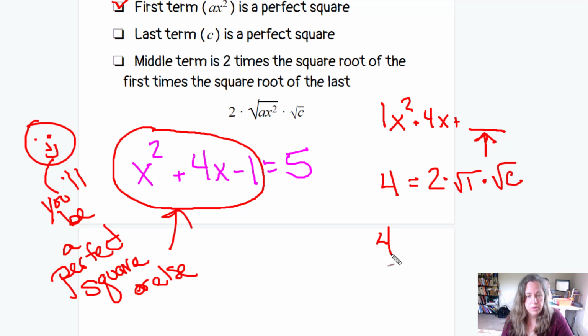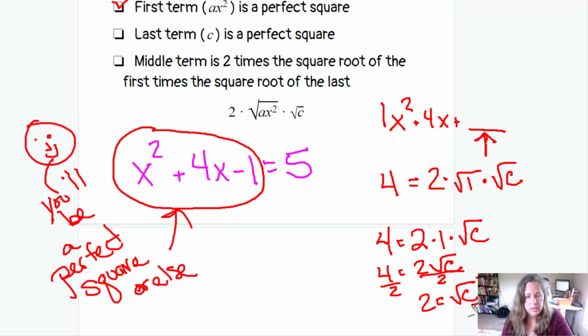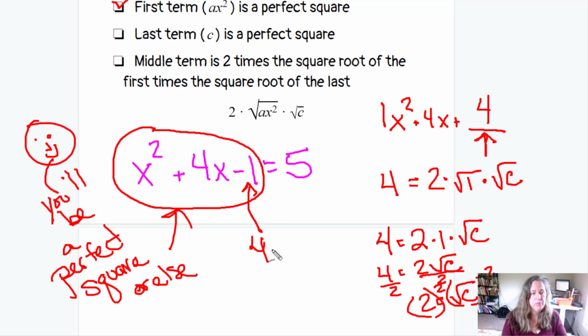So the middle term, 4, is 2 times 1 times the square root of c. So if we divide by 2, 2 equals the square root of c, and then square both sides, we get that this needs to be 4. So if we had x squared plus 4x plus 4 on that side, then we could solve it.